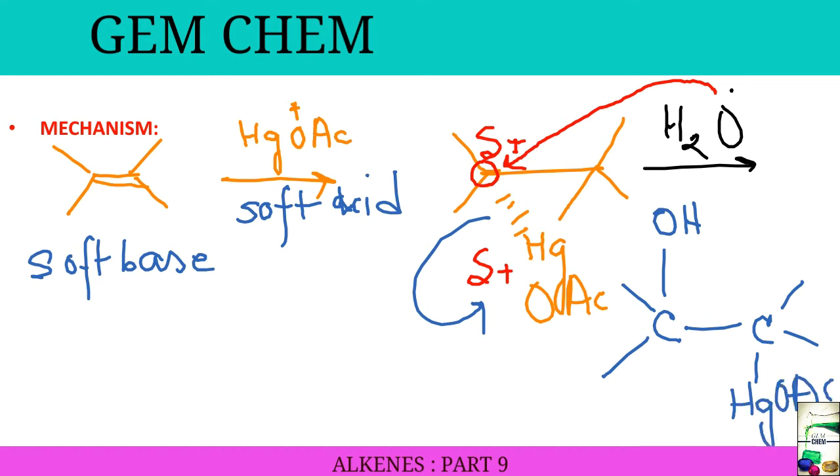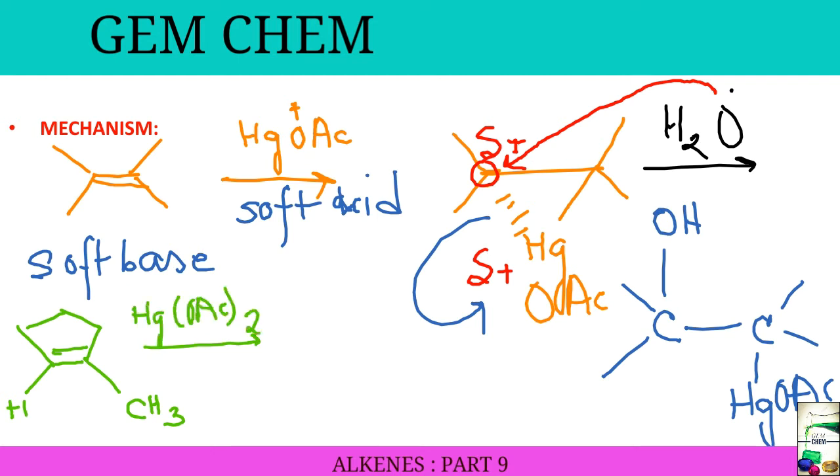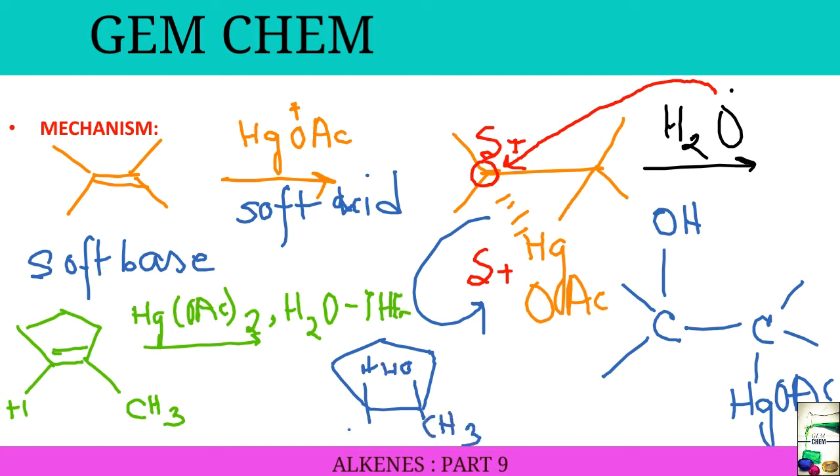Now there is an observation which helps us to understand that our mechanism is okay. Suppose we take a pentene ring and react it with HgOAc, then water and THF. The ultimate product obtained is just like this. That is, H comes up, OH comes up, CH3 is here, and down there is HgOAc.